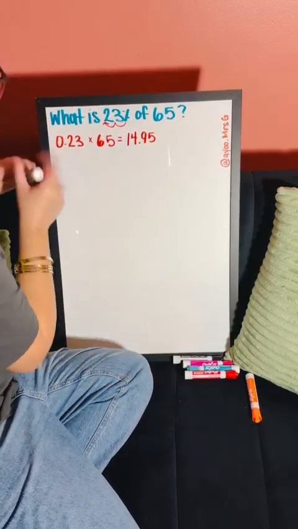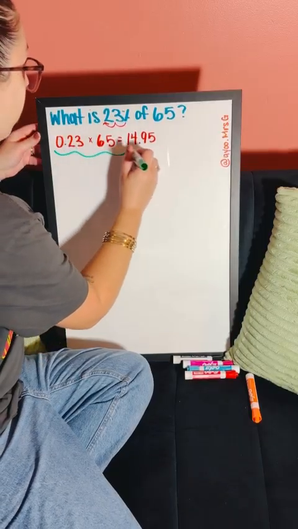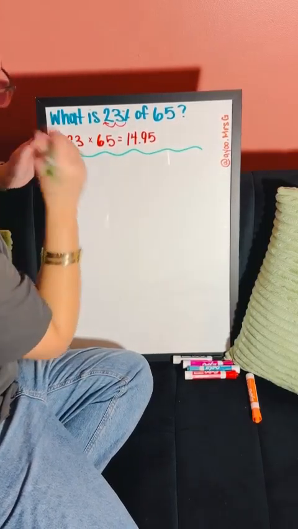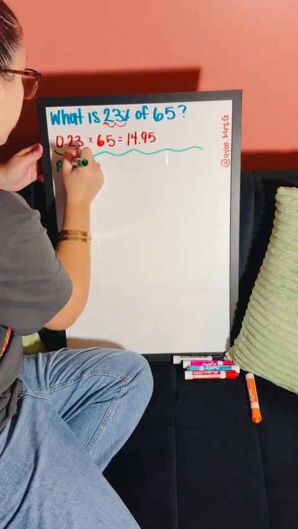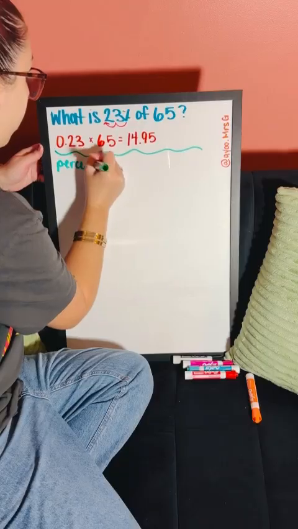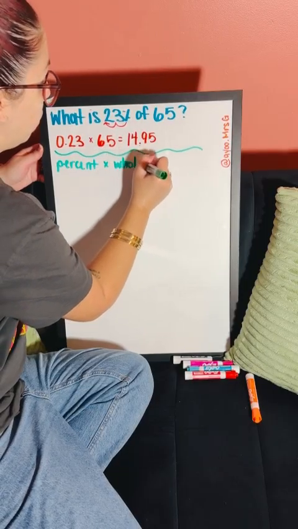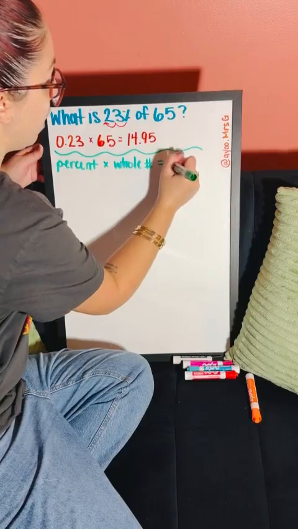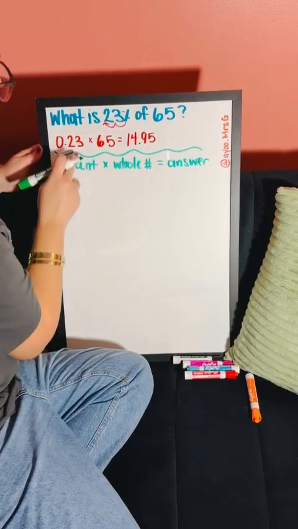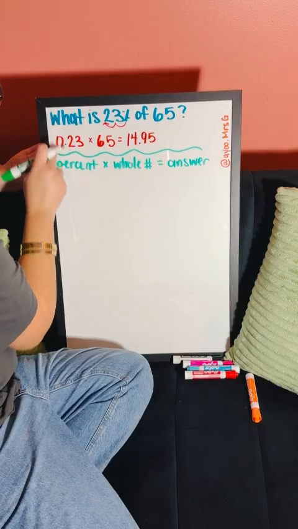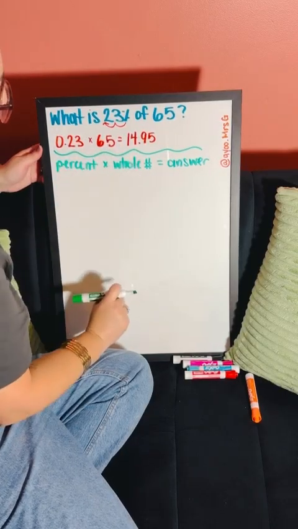But then we have other questions that don't give us the percent or don't give us the whole number. So I've taught my students to kind of use a formula in case they come across that problem. And it would be percent times whole number. And that would give us our answer. So here we had our percent. We changed it obviously to a decimal. And then we multiplied it by our whole number. And that gave us our answer.